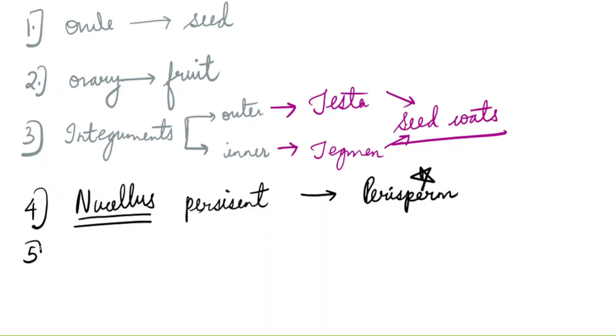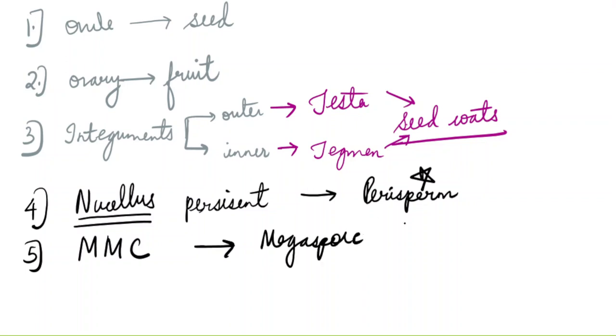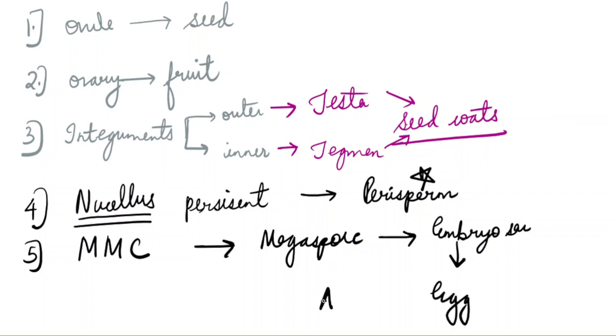So these are the four conversions. You can write the fifth conversion as: megaspore mother cell gets converted into megaspore, and then this megaspore gets converted into embryo sac. This embryo sac has egg, antipodals and synergids. But the very important thing it has is the egg. So you should know this much. These are the conversions for today.